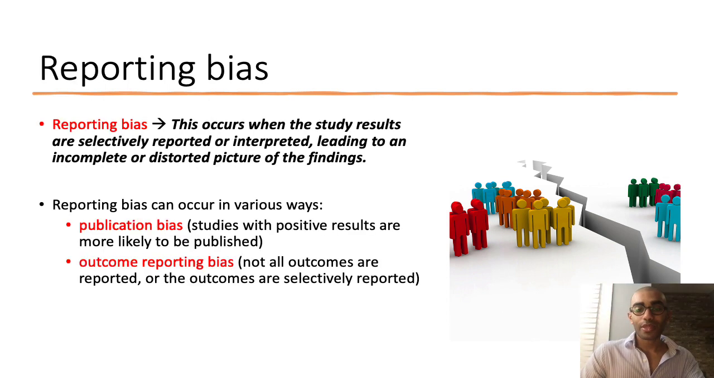Now, the last one is reporting bias. Reporting bias occurs when the study results are selectively reported or interpreted, leading to an incomplete or distorted picture of the findings. So, an example of that would be publication bias and outcome reporting bias.